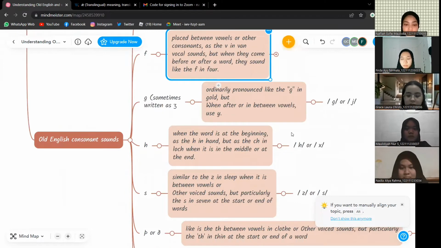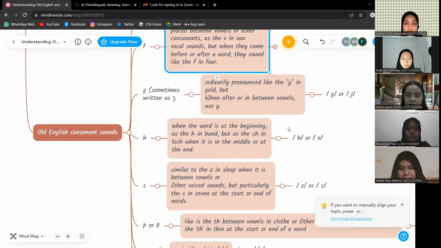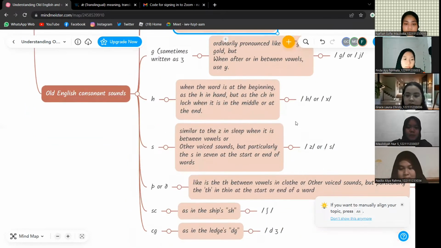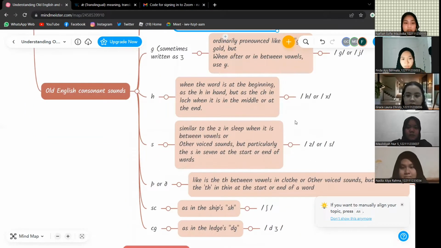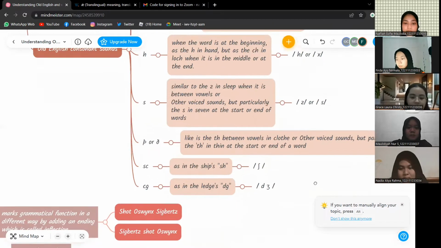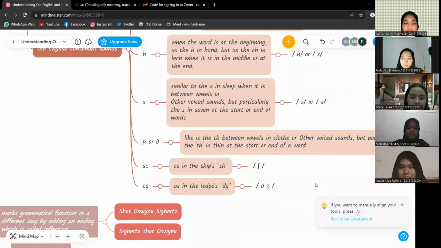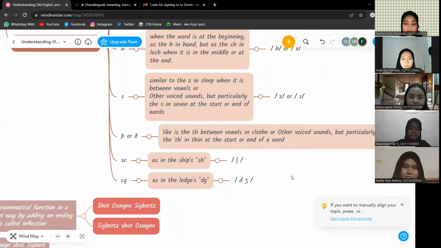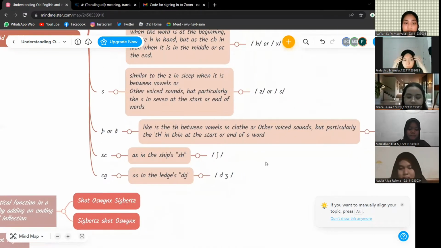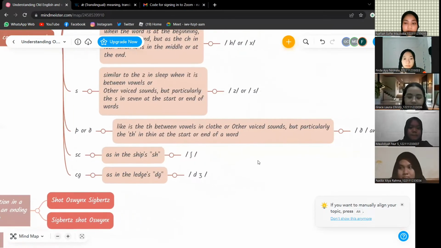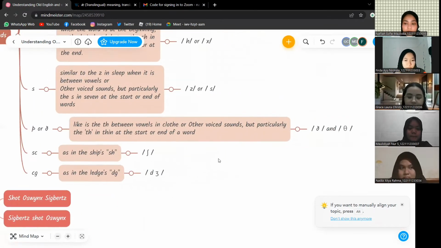H, when the word is at the beginning, it sounds as the H in hand, but as the ch in loch when it is in the middle or at the end, h or x. The next is s, similar to the Z in sleep when it is between vowels or other voiced sounds, but particularly the S in seven at the start or end of words, z or s. Then there is thorn, like the th between vowels in cloth or other voiced sounds, but particularly the th in thin at the start or end of a word, thorn or th.